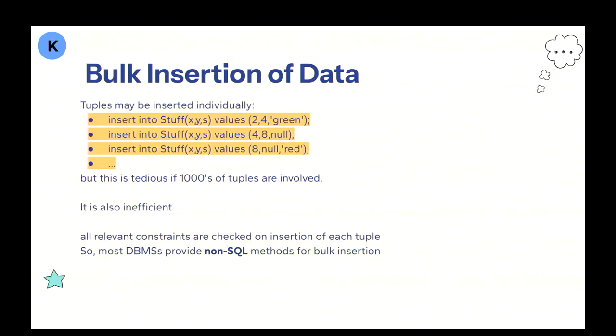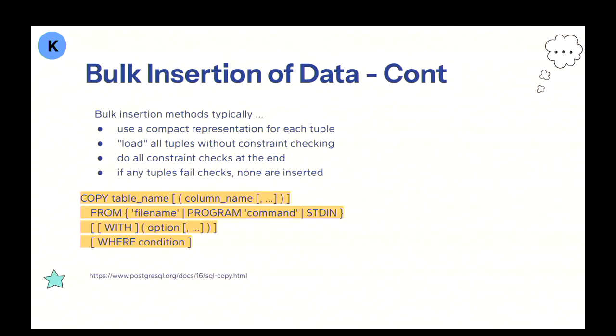So this is how Postgres allows us to do bulk insertion. This command is actually from the documentation of Postgres. And how do we interpret this command? The command name is called copy. So we should specify a table name as an operand of this command.